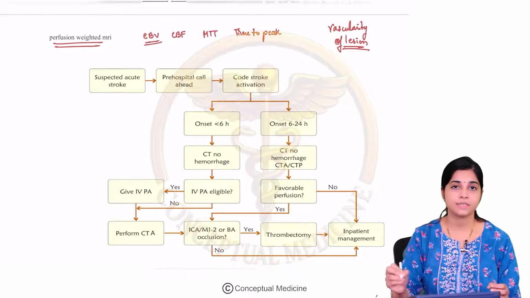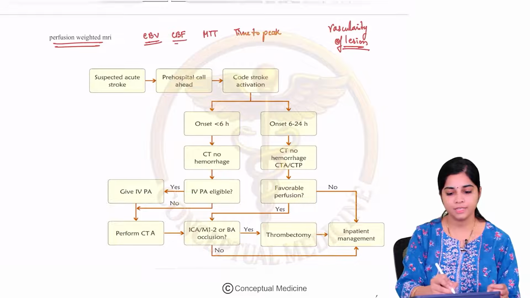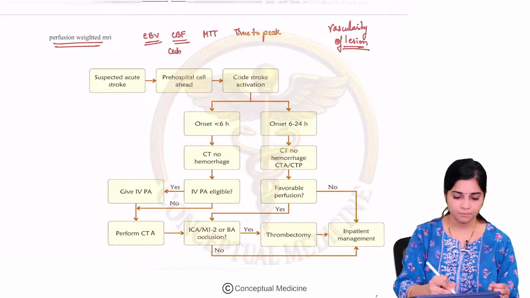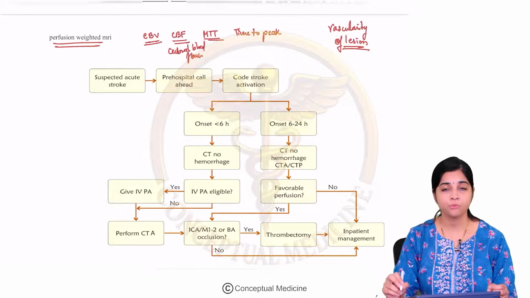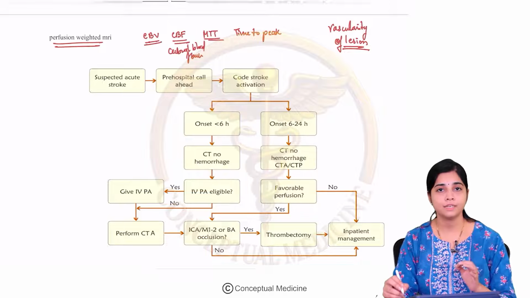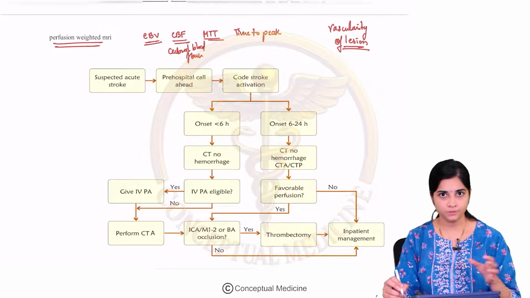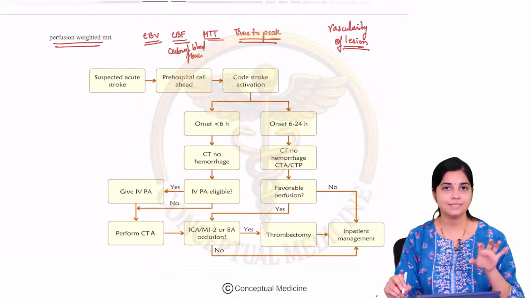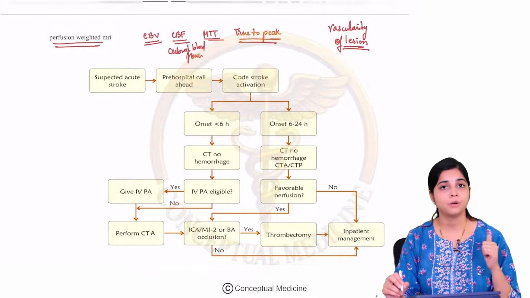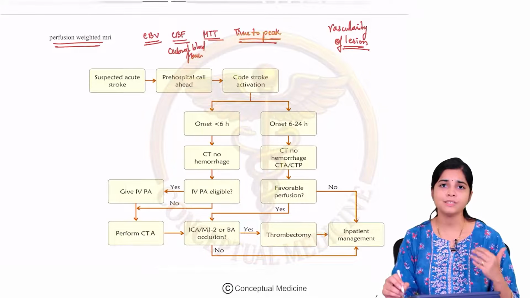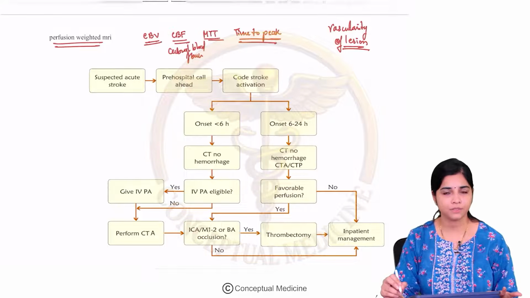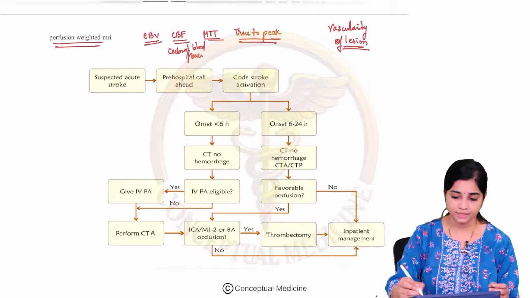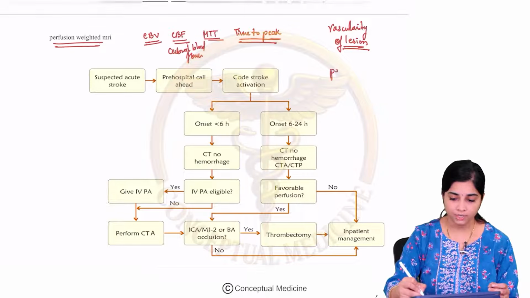So it depends upon the cerebral blood volume, which is CBV. CBF is your cerebral blood flow. And it depends upon MTT. MTT means mean transit time, the time taken for the blood to flow from one point to another, and the time to peak. So these are the various parameters which are determined in your perfusion weighted MRI. So what is the use of this perfusion weighted MRI? Whenever you do a perfusion weighted study, we can find out about one important area which is called the penumbra.